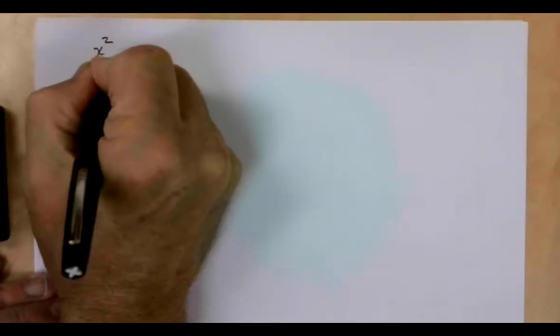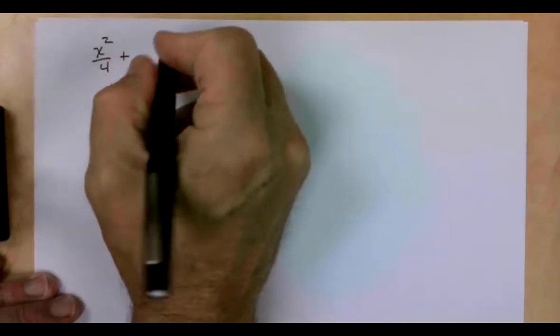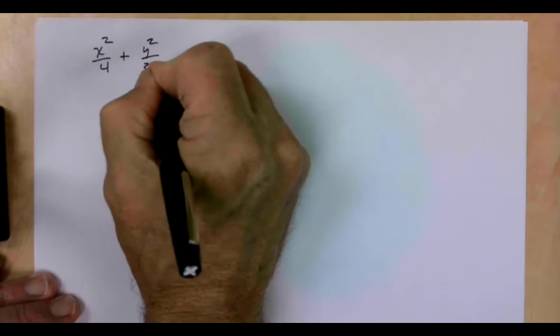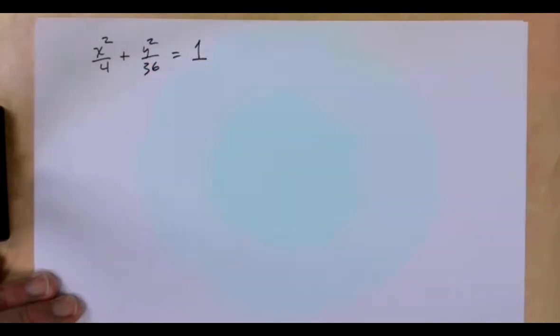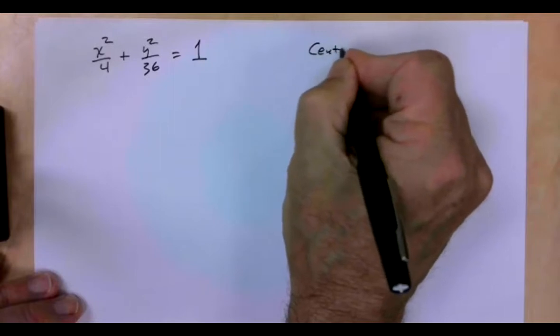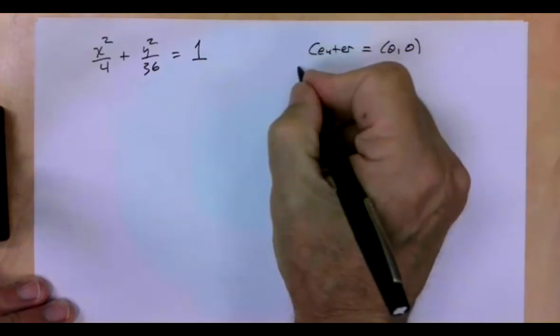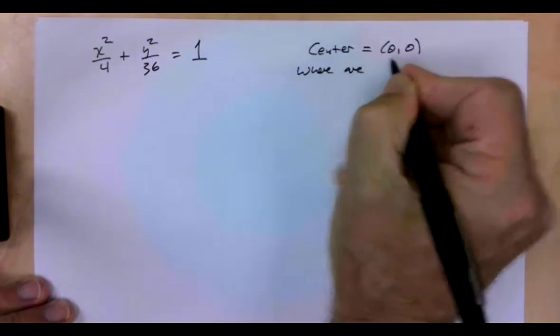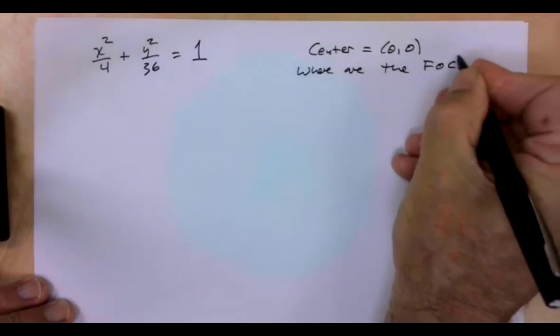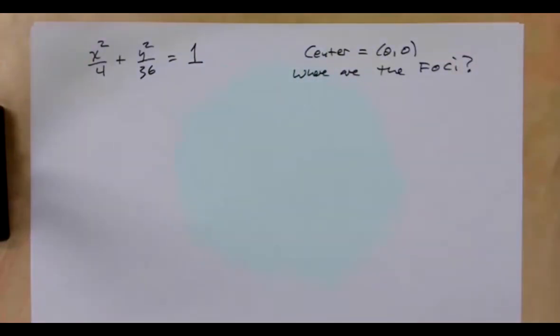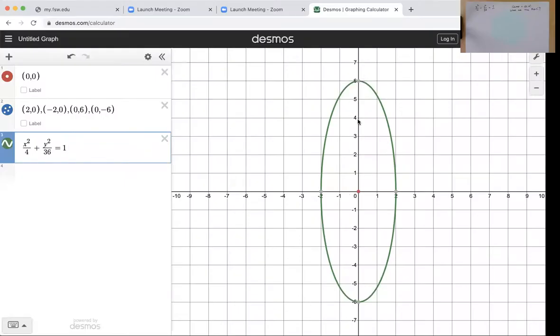And what was our original question? X squared over 4 plus y squared over 36 equals 1. Our center is 0, 0. Now, where are the foci? Are they on the x-axis portion or on the y-axis portion? Let's go back and take a look at our graph again. Are the two focuses on this portion or on this portion?